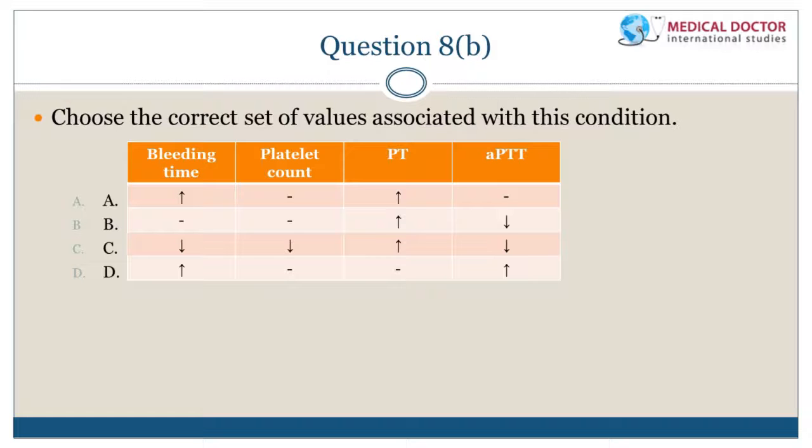Now, please take a moment and try to solve this question. And the answer is D. The most likely result in laboratory testing of von Willebrand's disease would be elevated bleeding time, a normal platelet count, and elevated APTT.